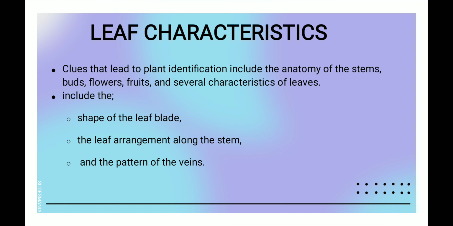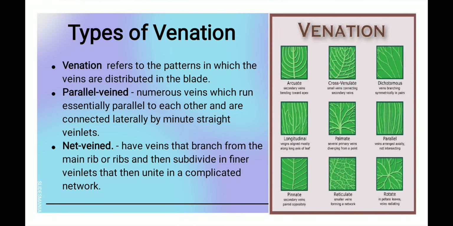So there are clues that lead to plant identification that include the anatomy of the stem, buds, flowers, fruits, and several characteristics of leaves. It includes the shape of the leaf blade, the leaf arrangement along the stem, and the pattern of the veins. Venation refers to the patterns in which the veins are distributed in the blade. Parallel vein and netted vein are the 2 types of venation.